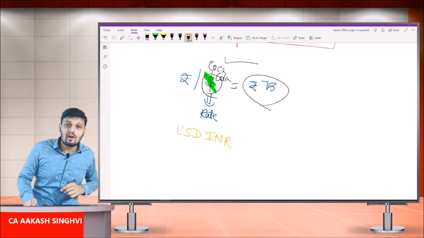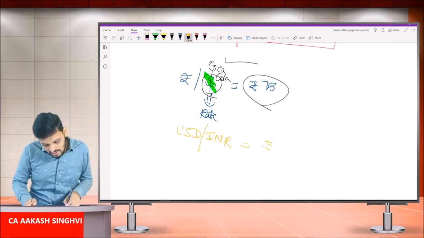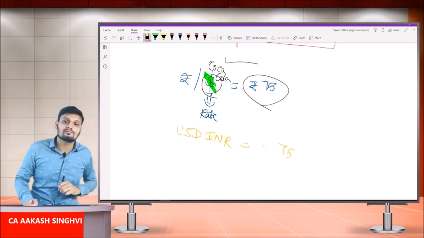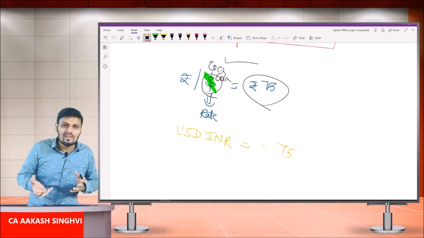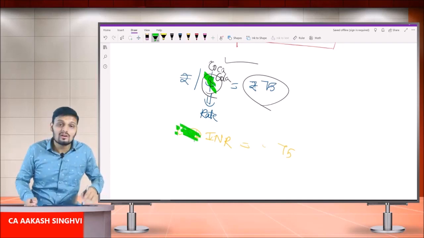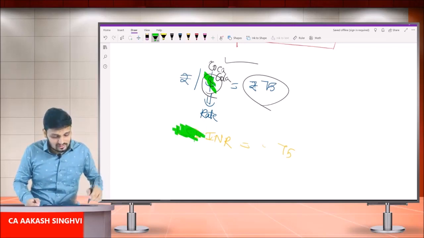So here you cannot assume that they have given USD per INR equals rupees 75, or that they have just not given rupees also. Here they have just given USD INR 75. See, now since you are very thorough with rupee and USD, you know that this is not the rate of rupee, this is the rate of dollars, correct? This is the rate of dollars. You know about it. Obviously, now I'll tell you one more thing.